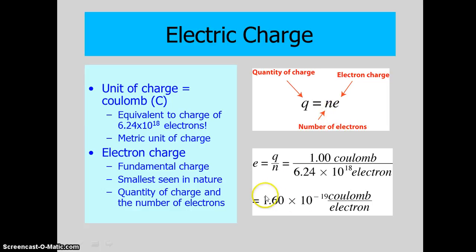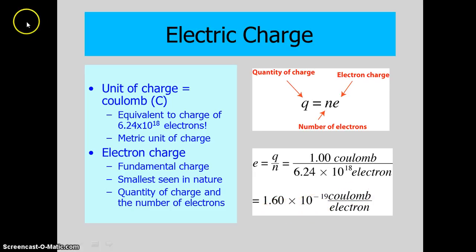This value, 1.6 times 10 to the minus 19th coulombs, is called the fundamental charge. To this day, we have never seen a charge in nature that is smaller than that number. It's a very small number, notice. 1.6 times 10 to the minus 19th means you move the decimal place 19 places to the left, so this is an exceedingly small number.